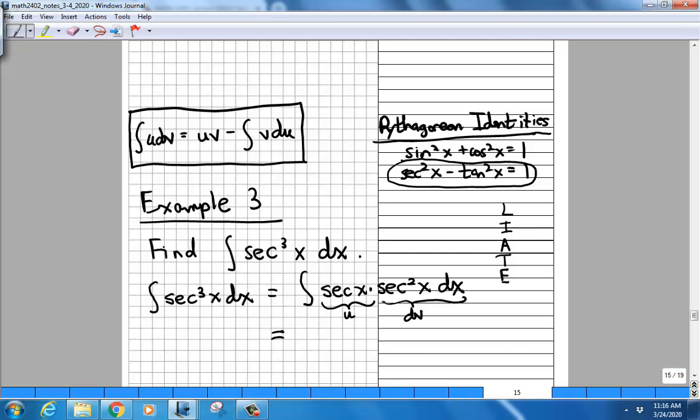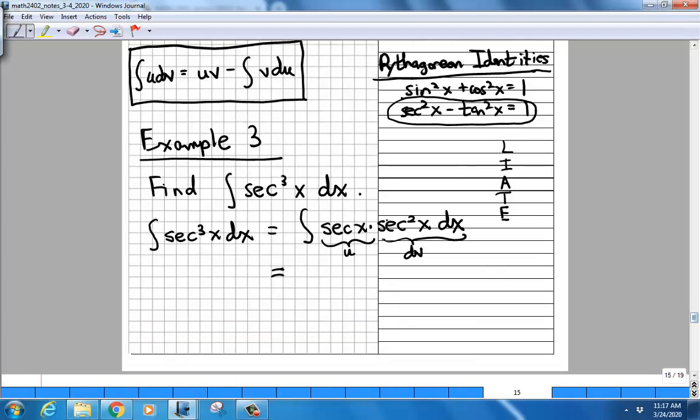All right, now, of course, once you've made that choice for u, that means dv is going to be everything else. So dv will be secant squared x dx. Remember, the dx always is part of the dv. Now you've got some work to do in order to apply your integration by parts formula. We've already chosen u and dv, but we have to know what v is and what du is to fill in this formula. So I'm going to have to take the derivative of u to figure out what du is, and then integrate dv to figure out what v is.